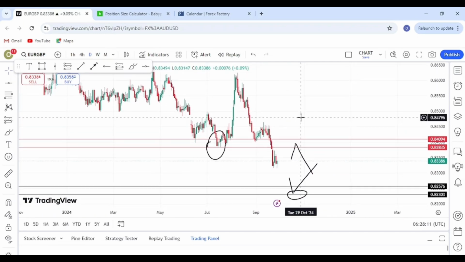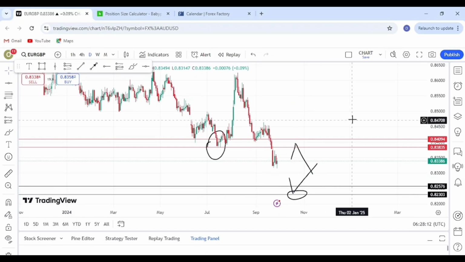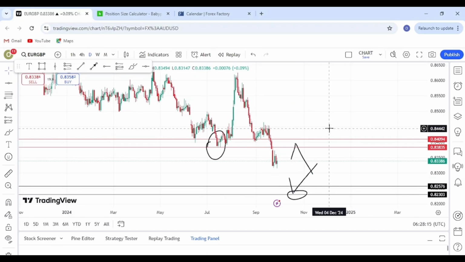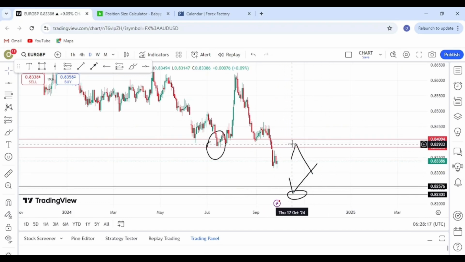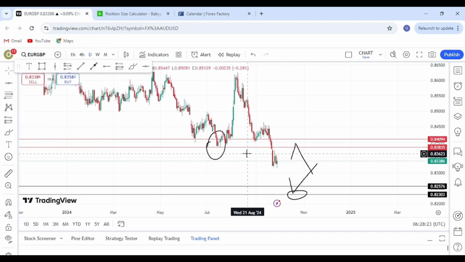If price comes here, I will sell. If price comes here, I'm going to buy. I'm not just going to jump in on buys because price is here, or jump in on sales because price is here. I'll step down to my lower time frame, either the 4 hours or the H1, and look for my entries.